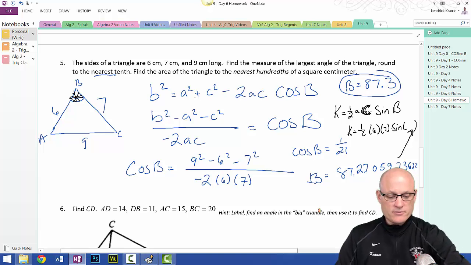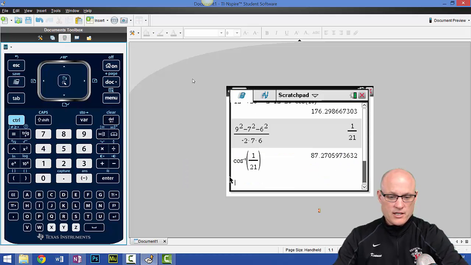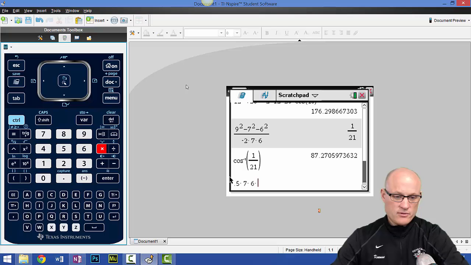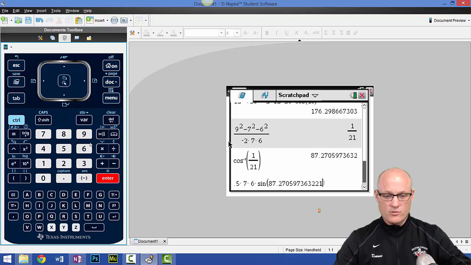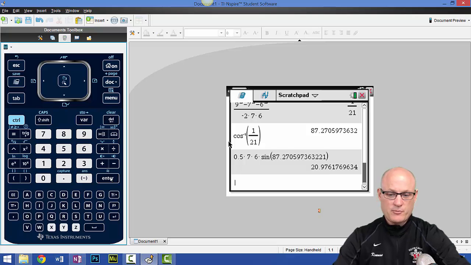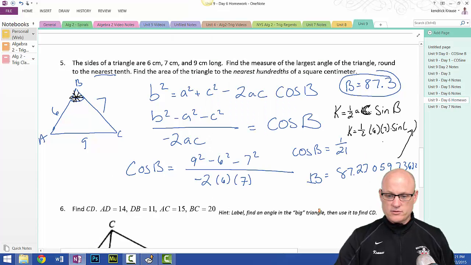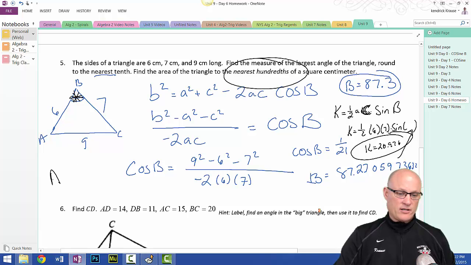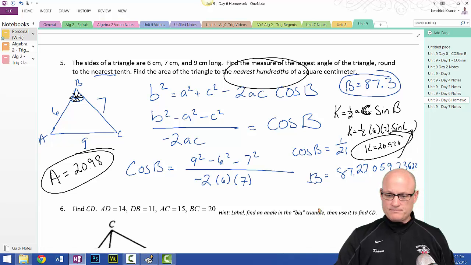And so I get K equals 1/2 times 6 times 7 times the sine of, and I'll put this in. Go over to my calculator, and I'll do 1/2 times 7 times 6 times the sine, and then I'll go up and click on this, enter. So 1/2 times 7 times 6 times the sine of that is, oh, I forgot to press enter, 20.976. So K equals 20.976. Rounded to the nearest hundredths place, my final area is 20.98. Moving on.